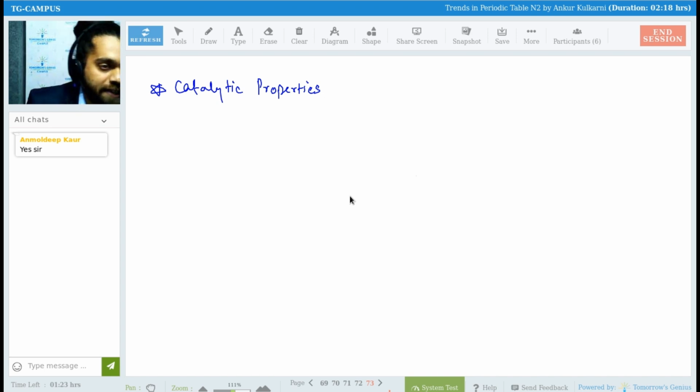What is a catalyst? Basically, the actual definition is that it changes the path of the reaction. It alters the path of the reaction. So we can roughly say it increases the speed or the rate of reaction, without taking part in the reaction.